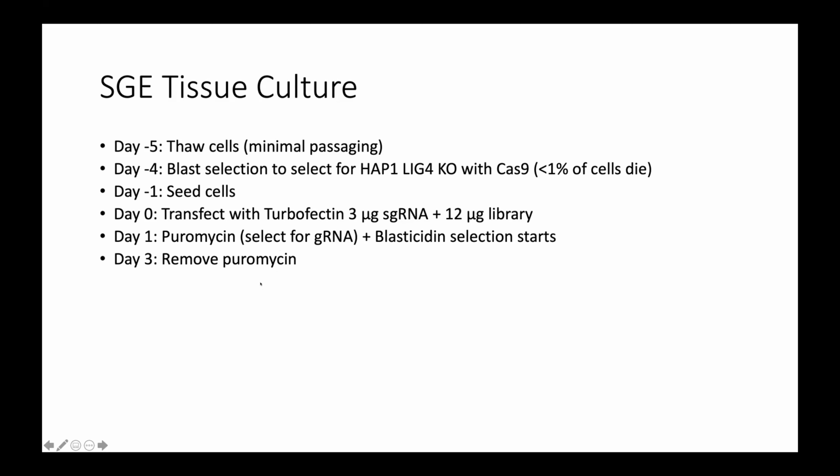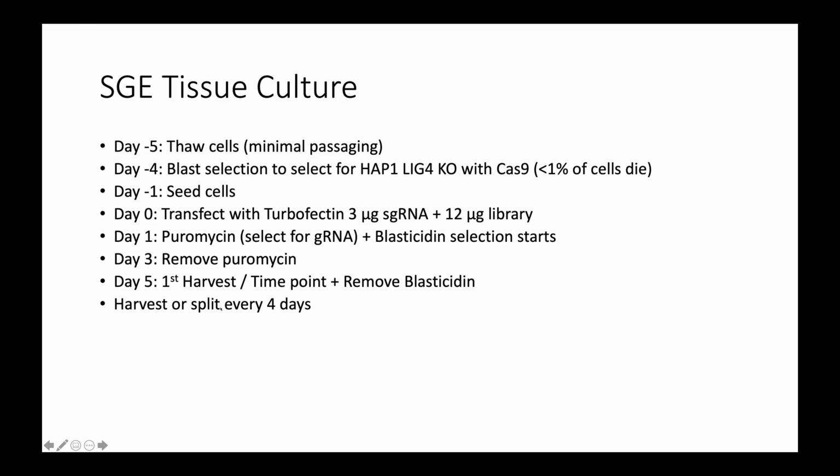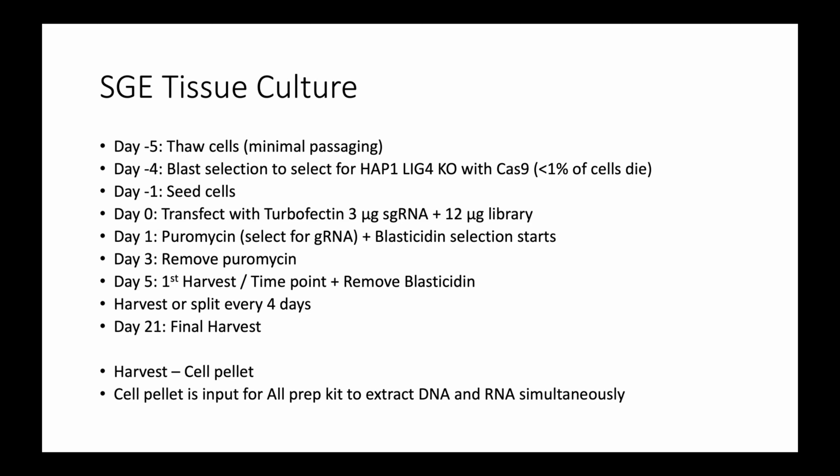And so then after 2 days, you remove the puromycin. At the time of the first harvest, you then remove the blasticidin, because then you want to select for guide editing all the way up to the first harvest. Harvest and split every 4 days from there. You go out to 21 days. And then the bottom line from this tissue culture is that you get a cell pellet at early time points and at later time points. And you're going to take these cell pellets for extraction of DNA and RNA.